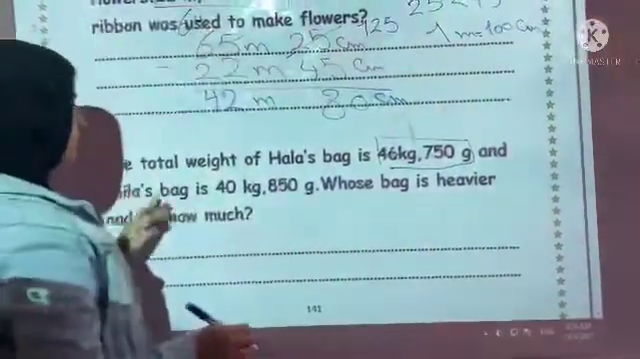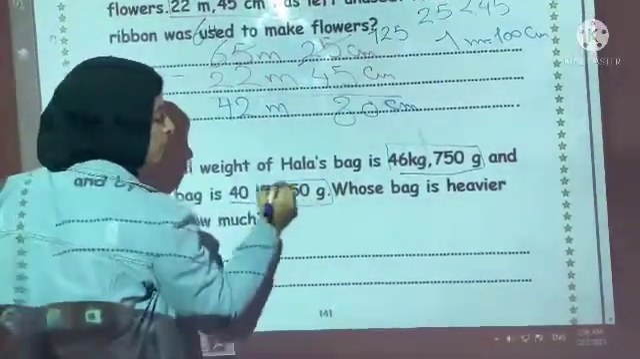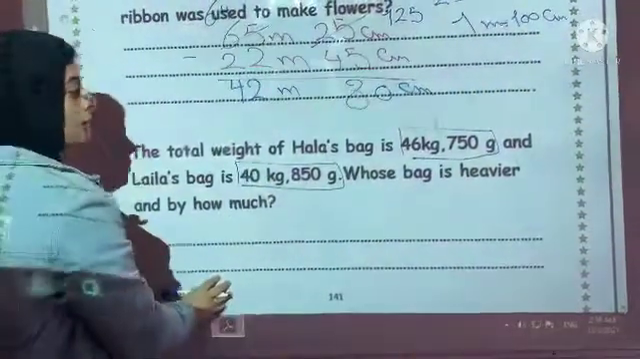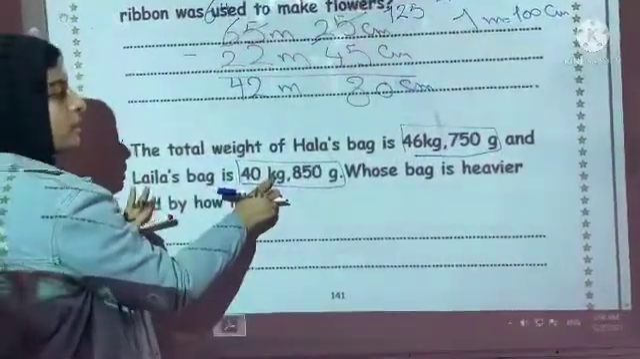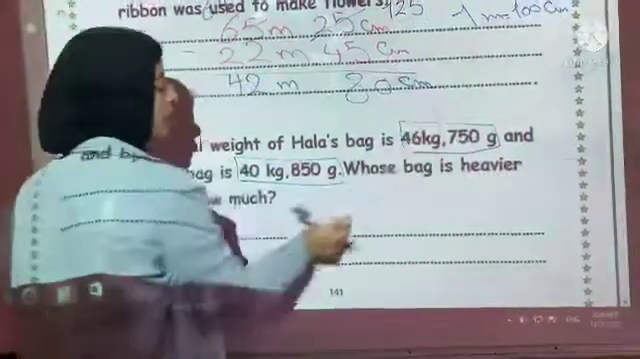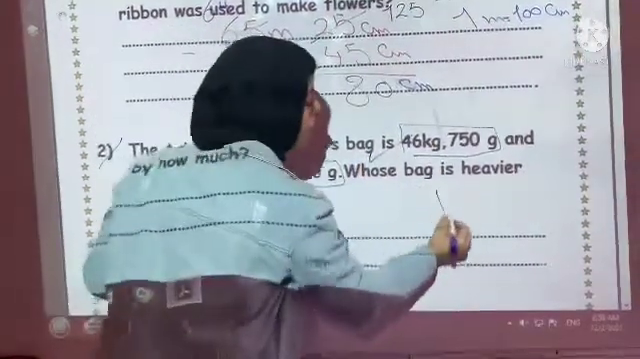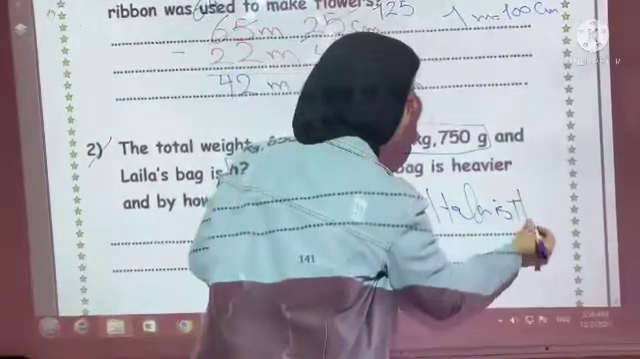The second one: the total weight of Hala's bag is 46 kilogram and 750 gram, and Laila's bag is 40 kilogram and 850 gram. Whose bag is heavier? So I have this bag for Hala and this one for Laila. Hala 46 kilogram and Laila 40 kilogram, so the heavier one will be Hala.